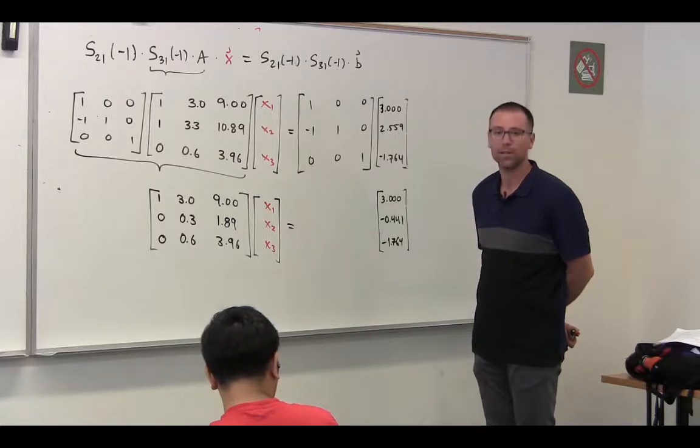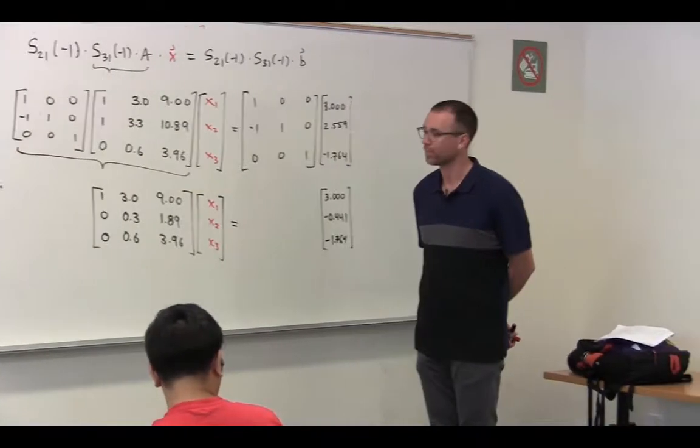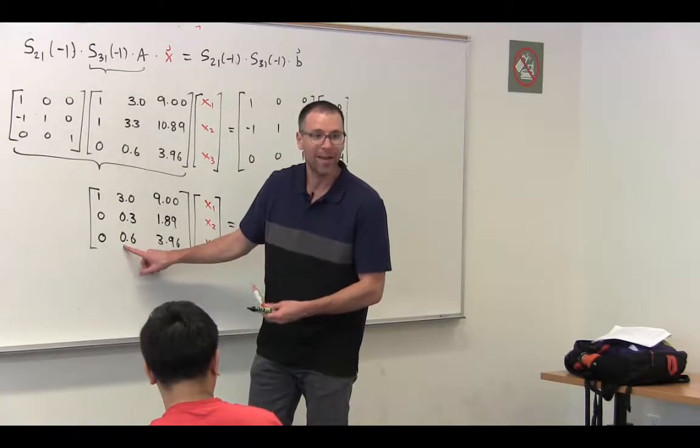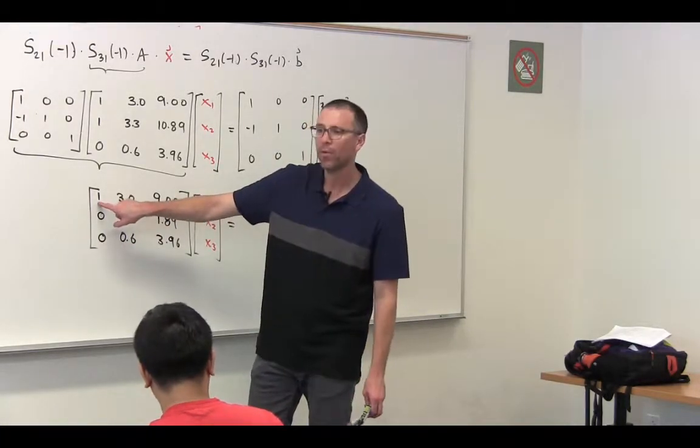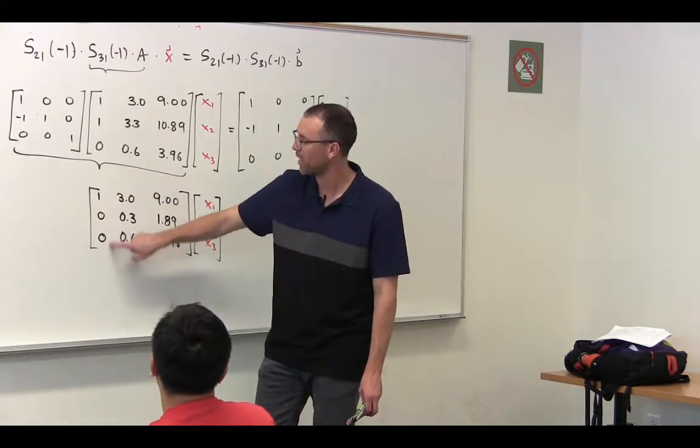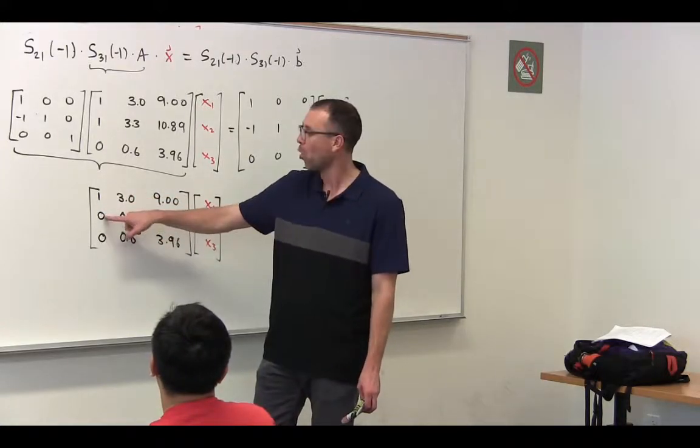Okay, what's the last piece here? The 0.6 entry. Yeah, now we want to zero out this one, right? Can we use this one anymore? No, we can't use our first pivot, because the first pivot was to take linear combinations of the rows under it. We've already zeroed all of those out.